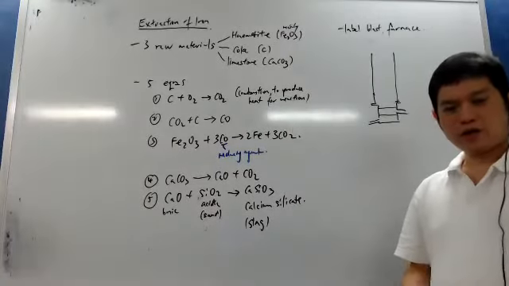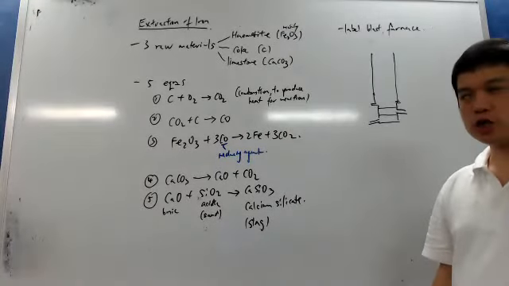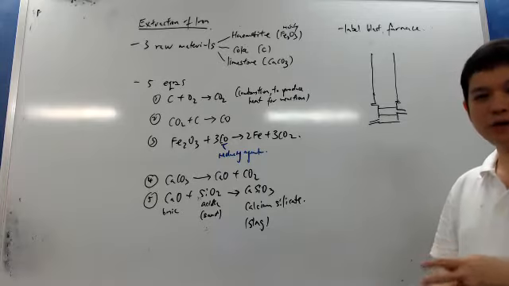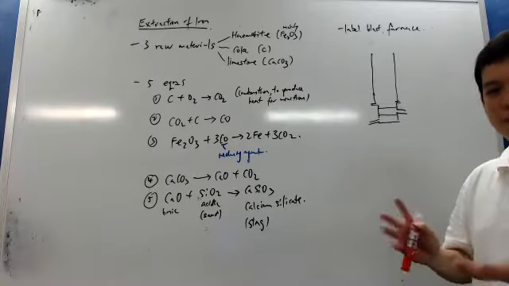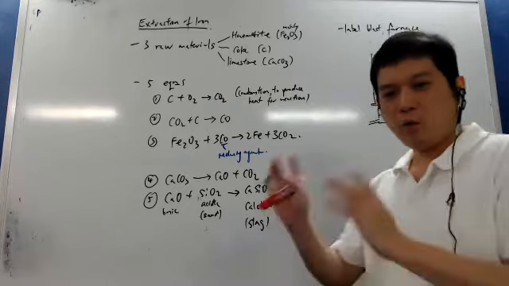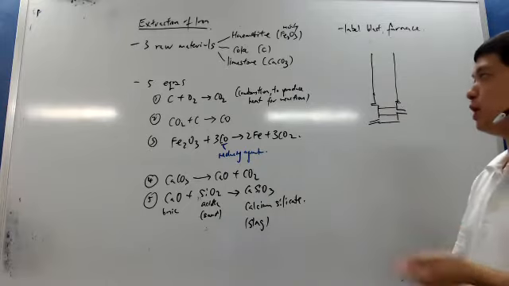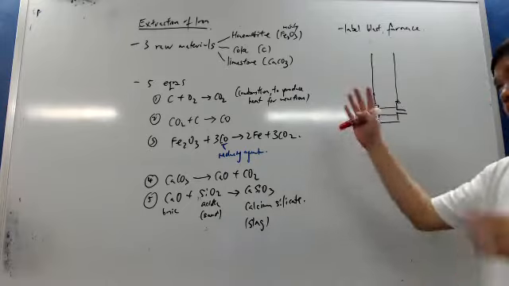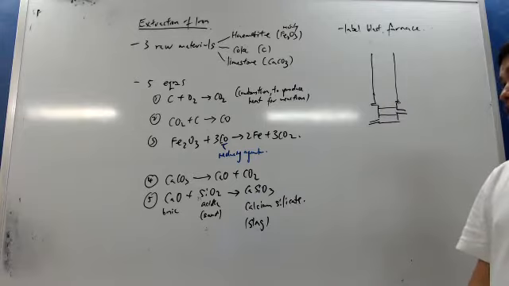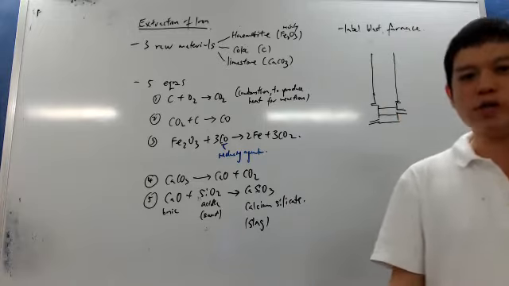Okay, the next part is on the extraction of iron. Extraction of iron is an industrial process, so everything is fixed. So you need to memorize, you need to remember, okay, what is mainly tested will be these few things. So first you have to know what the raw materials are for the extraction of iron. There are three main raw materials.